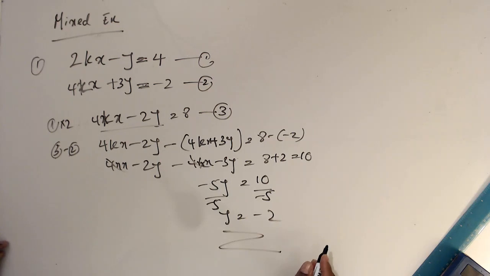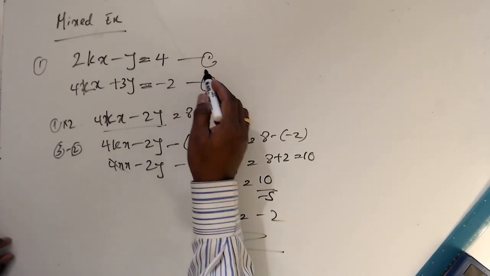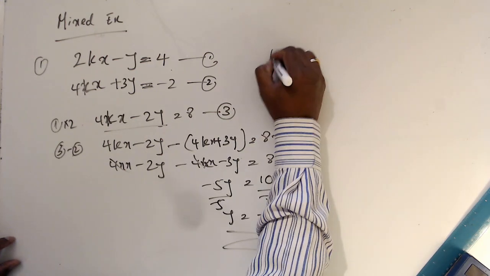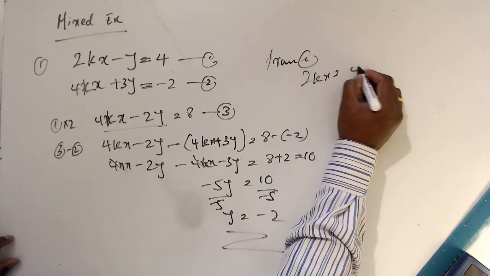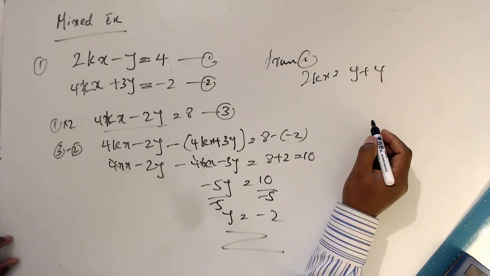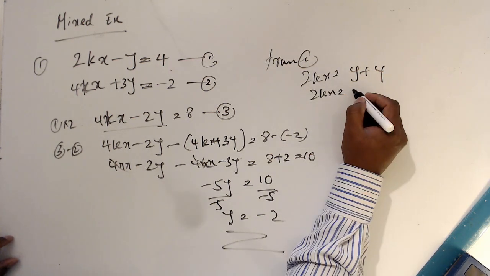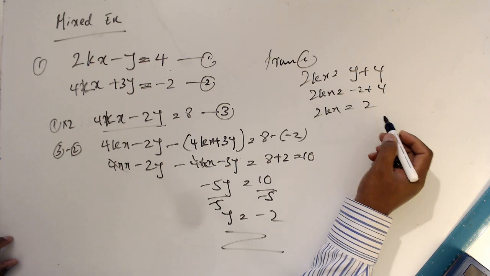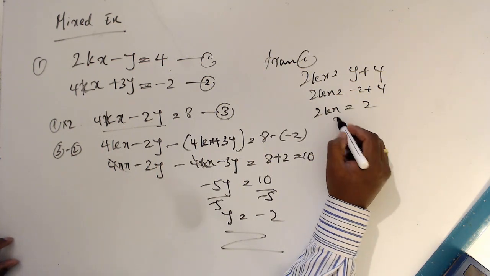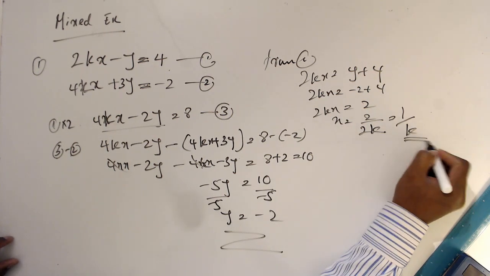Part B, we need to find x. From equation 1, 2kx equals y plus 4. Then 2kx equals y, which is now minus 2, plus 4, which is 2. So 2kx is 2. Then x is 2 divided by 2k, which is 1 over k.